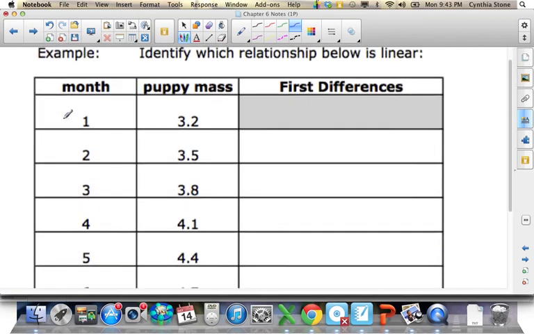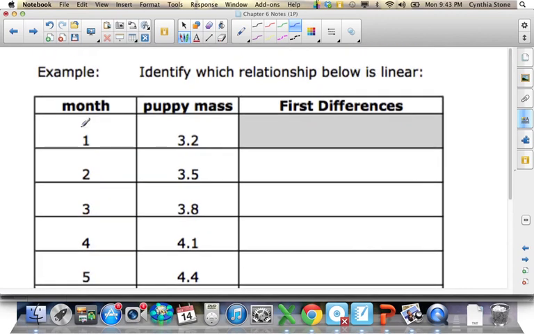Okay, let's see if this is linear. So again, I have a list of some puppy who's gaining mass. This must be kilograms or something. And this is months. So again, it's going up by constant, 1, 2, 3, 4, 5, the same number every time. So my x value goes, and here's my y value if I was going to make a graph. And is this a linear relationship?